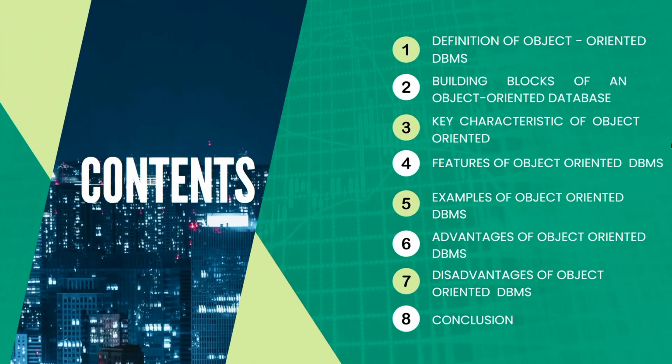So, for the contents, first one is we have the definition of object-oriented DBMS. Second one would be building blocks of an object-oriented database. Third one would be the key characteristics of object-oriented database. The fourth one is the features of object-oriented DBMS. Fifth one would be the examples of object-oriented DBMS. The sixth one is the advantages of object-oriented DBMS. Seventh is the disadvantages of object-oriented DBMS. Lastly is the conclusion.